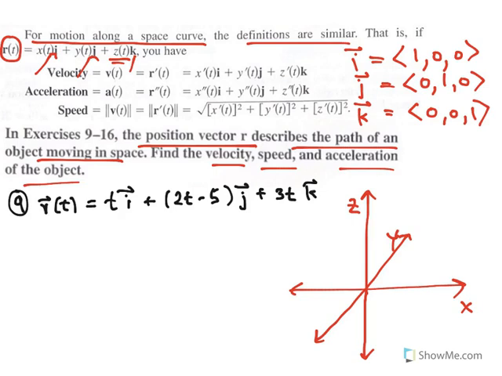And the standard unit vectors i, j, and k would be: i would be 1, 0, 0. It would look like this. j would be 0, 1, 0. It would look like this. And k would be 0, 0, 1, and it would look like this.